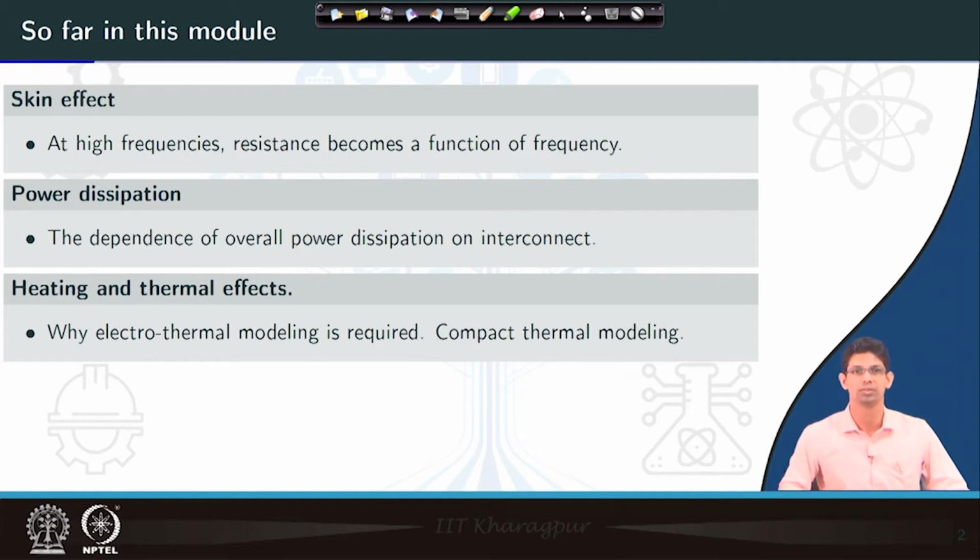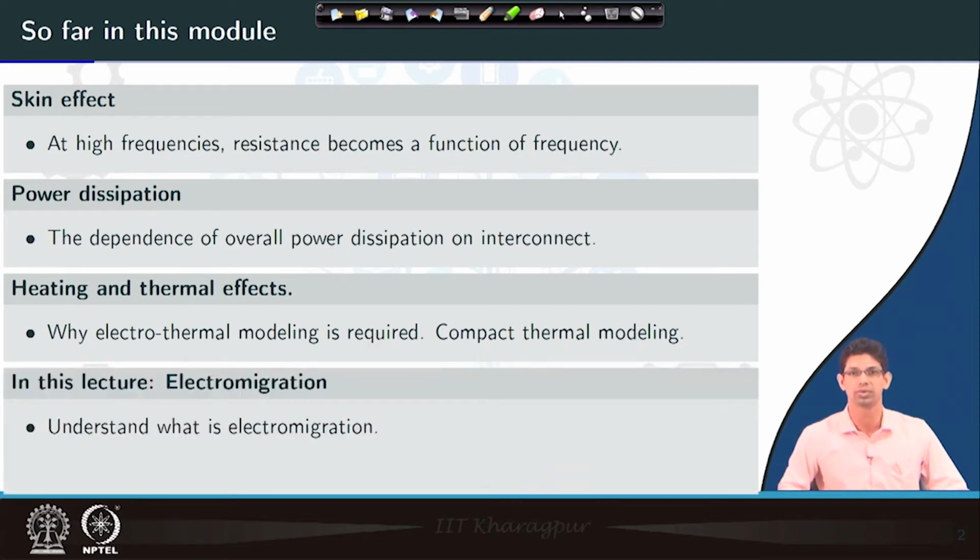In the last two lectures, we were discussing heating and thermal effects. We saw why electrothermal modeling is required, and in the last lecture, we saw a method of doing this electrothermal modeling, which is compact thermal modeling. In this lecture, we will start with the final effect which we will discuss in this module, and that is electromigration. So, we will first understand what is electromigration, and then we will end this lecture with discussion on the reliability issue because of the electromigration.